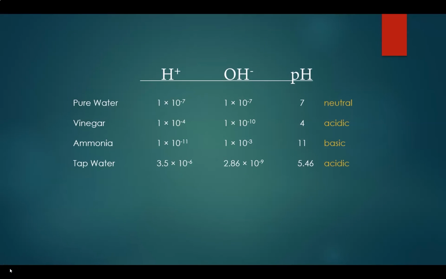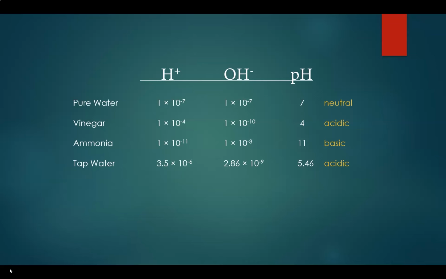So just to recap what we've covered here, in pure water, the H plus and the OH minus are both 1 times 10 to the minus 7th, giving us a pH of 7, so it's neutral. For the vinegar, if we look at the H plus, it's greater than 1 times 10 to the minus 7th, which tells us it's acidic, and the hydroxide concentration is less than 10 to the minus 7th, which tells us it's also acidic, and of course the pH of 4 tells us the same thing.